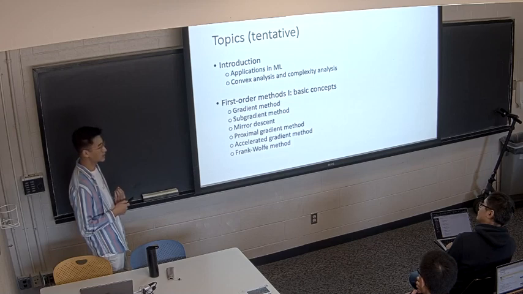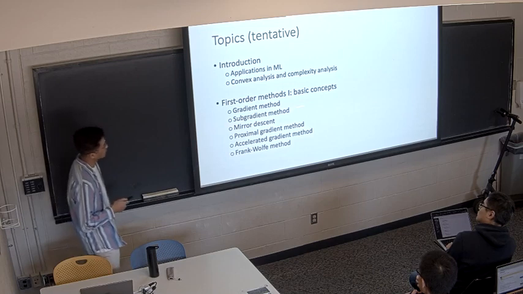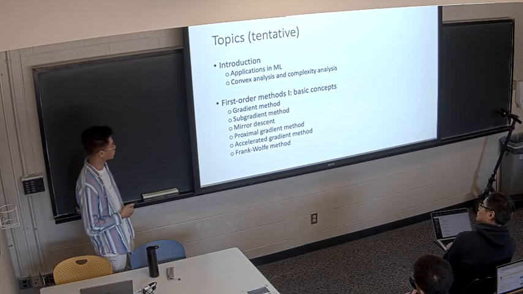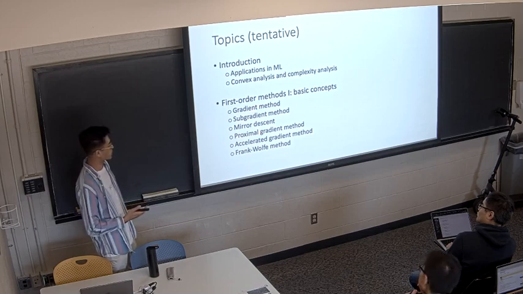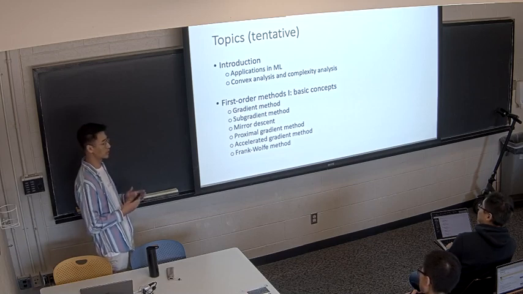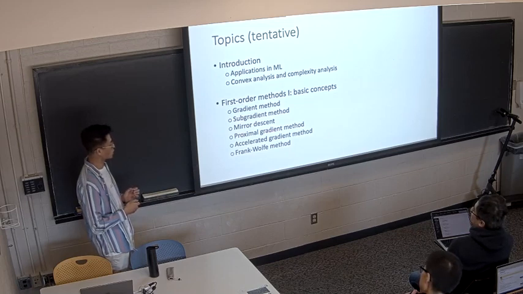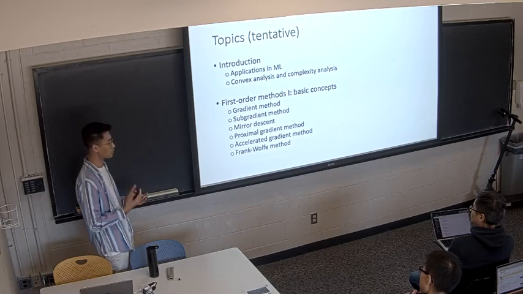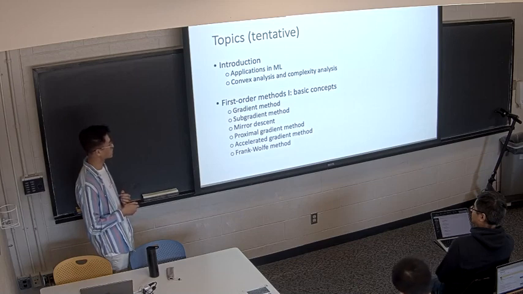For example, the gradient method for smooth optimization, the subgradient method for non-smooth optimization, and also mirror descent, which is a variant of subgradient if you use a different metric. And we will also talk about proximal gradient method. Basically, in the language of numerical analysis, gradient method can be viewed as explicit schemes, and proximal gradient method can be viewed as implicit schemes. Usually, implicit schemes are more robust and stable than the explicit ones. So we will see the benefit of using proximal ideas.